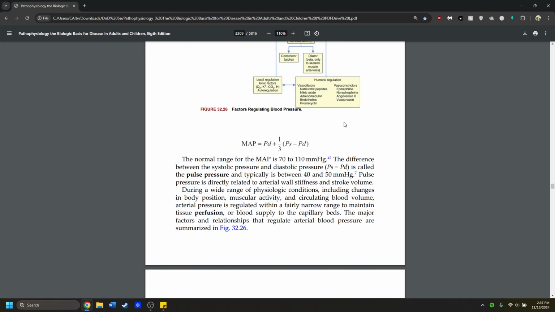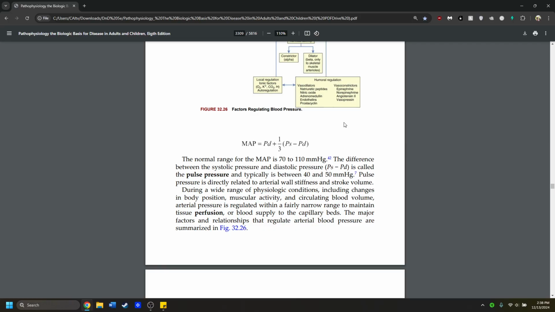We'll skip to the normal range for MAP is 70 to 110. Wow, 110 is pretty high. The difference between systolic pressure and diastolic pressure, your PS minus PD, is called the pulse pressure, and typically is between 40 to 50 millimeters of mercury. Pulse pressure is directly related to arterial wall stiffness and stroke volume.